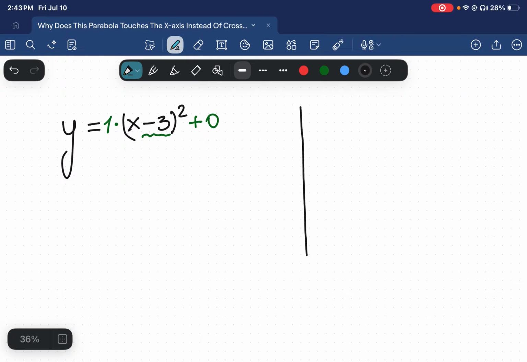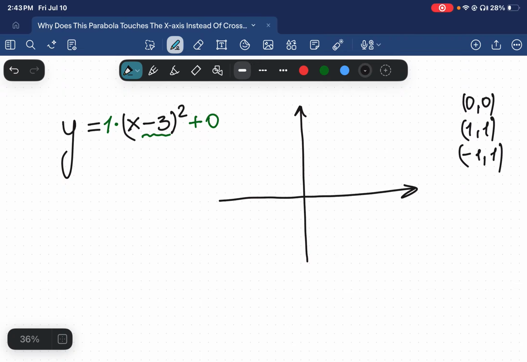Now let's try and sketch our parabola. Remember, our key points are (0, 0), (1, 1), and (negative 1, 1). Let's identify our horizontal shift to the right 3 units, which is here. And now let's just pretend that this is our new y-axis. And the x-axis stays the same. So using this new y-axis, we plot our key points.